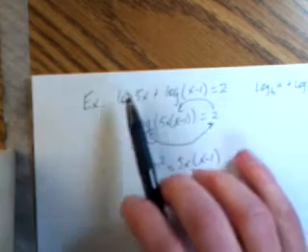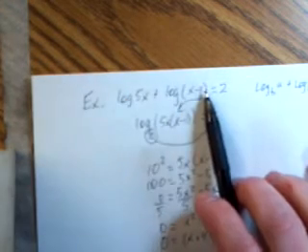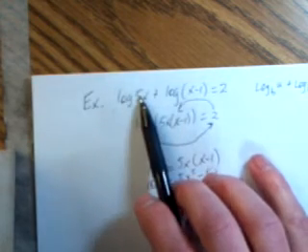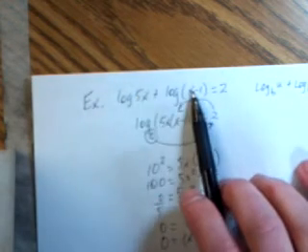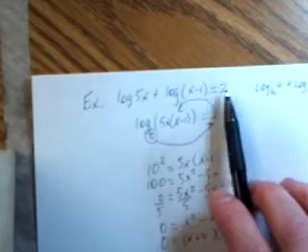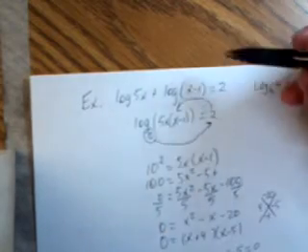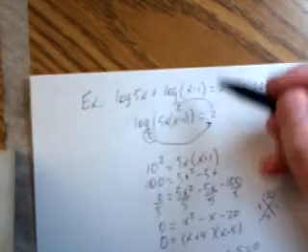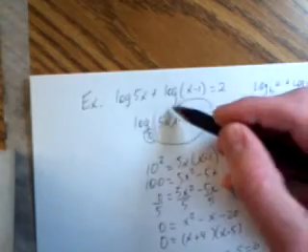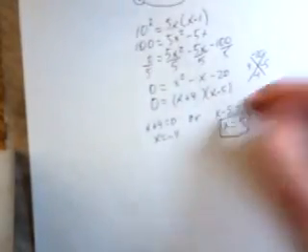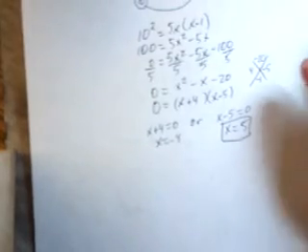Okay? If you condense this, you're going to have 25 times 4, which is 100. Log of 100 equals 2 is true because 2 is the exponent you place on 10 to get 100. So x equals 5 is actually a solution to the problem.